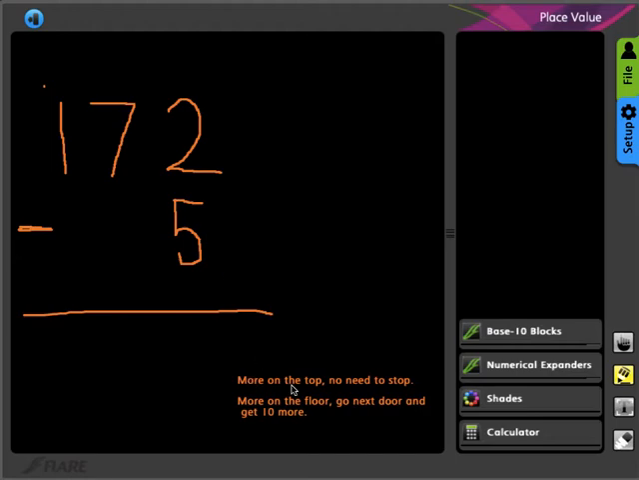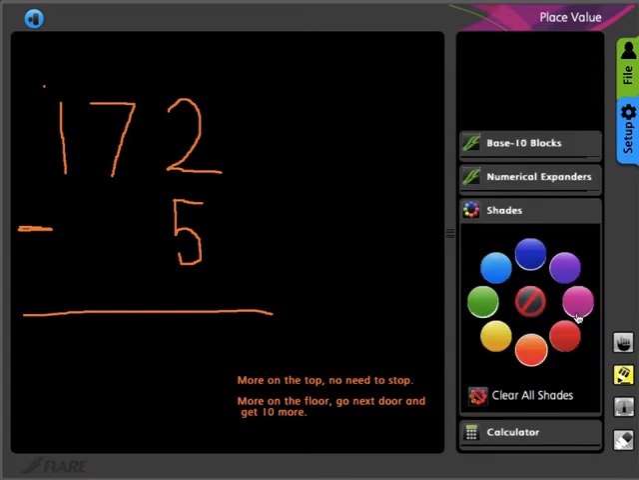Don't forget our poem. More on the top, no need to stop. More on the floor, go next door. Let's start. 2 minus 5. Uh-oh, we have more on the floor. There is more on the bottom number. I can't start with 2 and take away 5. I'm going to need to go next door, and I need to borrow a 10.